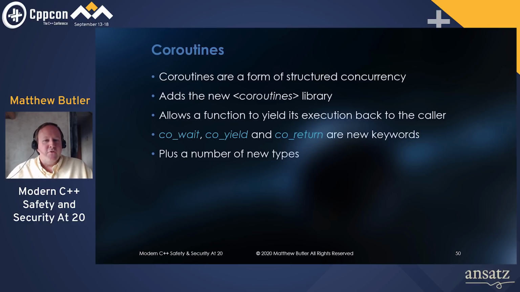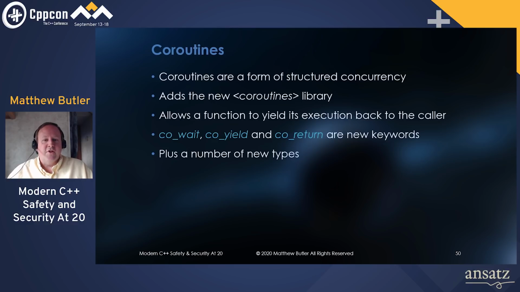So coroutines are a form of structured concurrency. What they do is add a new coroutines library, and it's a lot more than just what I'm going to describe today. There are some really good talks out there that will hopefully explain this. But I've noticed that even in those talks, the speakers can find it very hard to explain this to the general programming community at large. And it's not that they don't understand it; it's not an easy explanation.